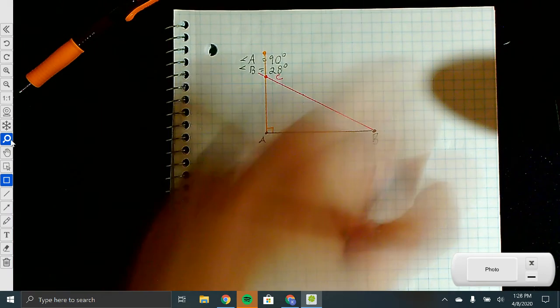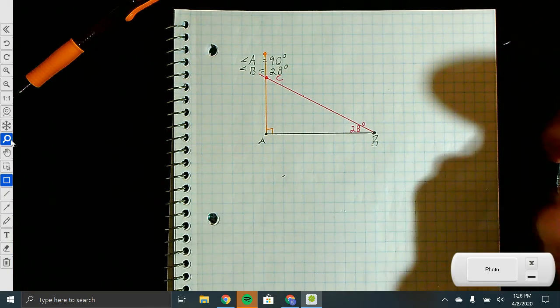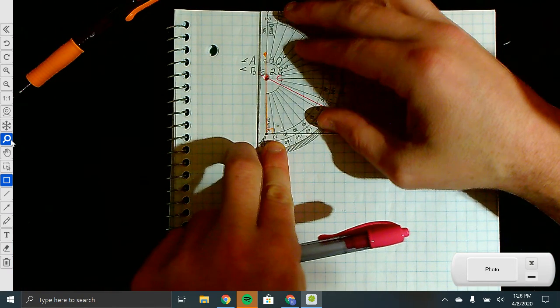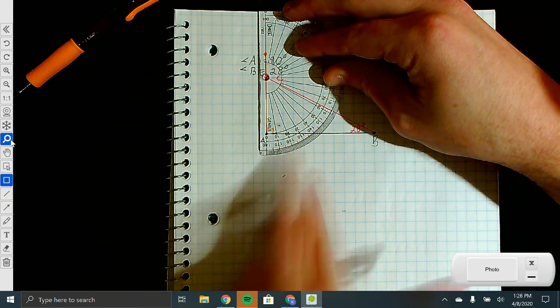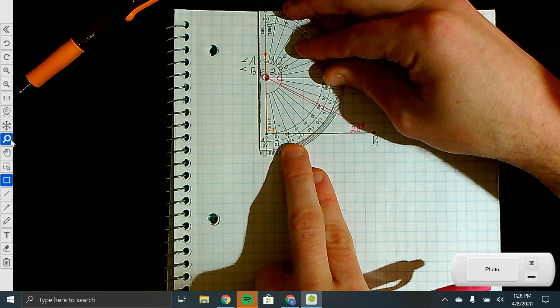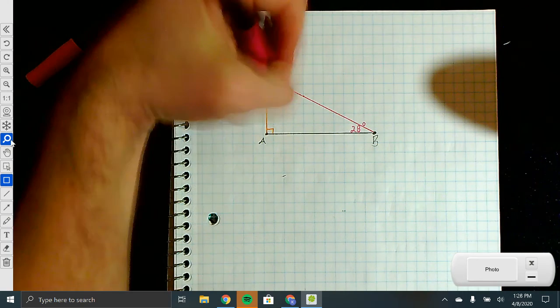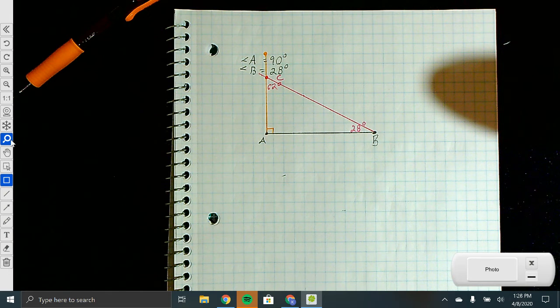So I have my 90 degree, I have my 28 degree, and then by default, if I'd come in and measure this one out, that is going to give me my final angle that is missing, which would be my 62 degrees. So in that case, this one then would be 62 degrees. So that is how you would want to draw a triangle given just the angles.